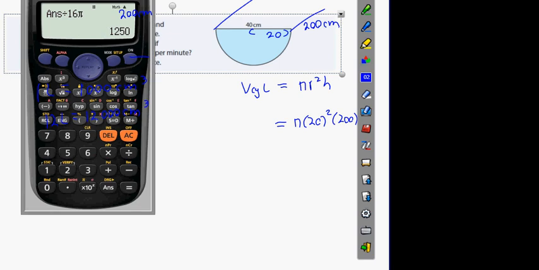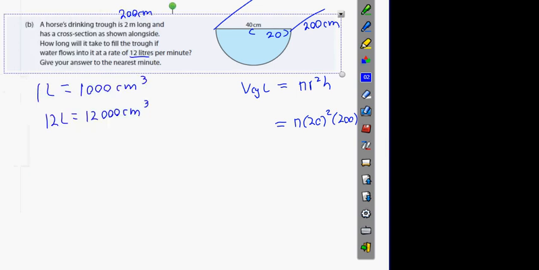So it's going to be pi times 20 squared times 200. That equals 80,000 pi. So this 80,000 pi is the volume of a full cylinder. We only have a half cylinder, so we're going to halve that answer to get 40,000 pi.